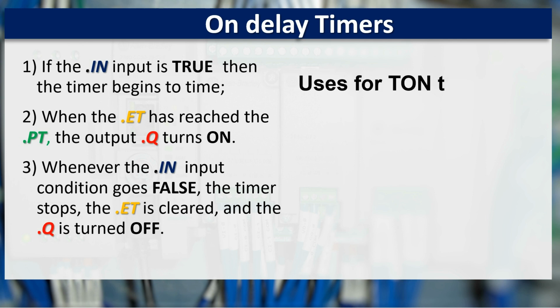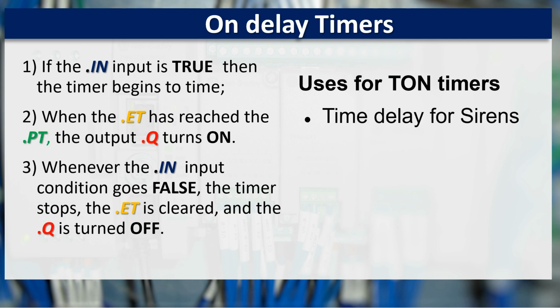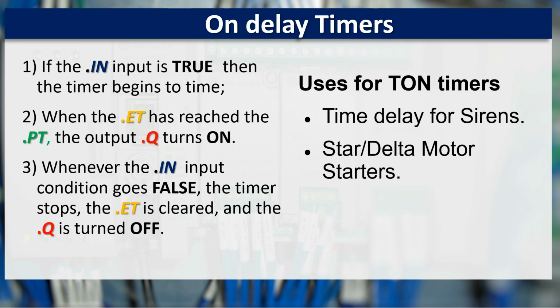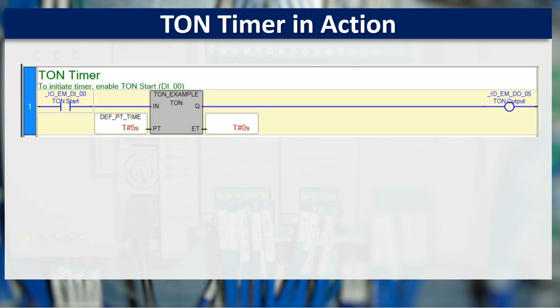There are a lot of applications or uses for TON timers. They're often used for time delays for sirens, like an alarm. They're often used for star-delta motor starters and sequence starter delays. The TON timer is an on-delay timer, which means that its output will be delayed until a certain amount of time has expired.